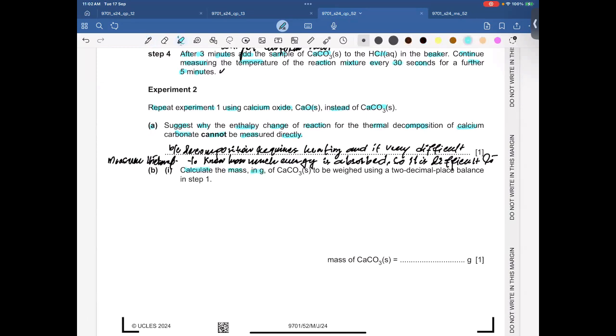Calculate the mass in gram of calcium carbonate to be weighed using a 2 decimal place balance in step 1. Okay, first of all, the Mr of calcium carbonate we need to find out. We have calcium, we have carbon, we have oxygen. Since we have 3 atoms of oxygen, times 3. Calcium has a mass of, I think, 40.1.